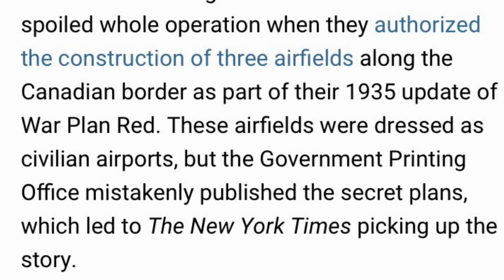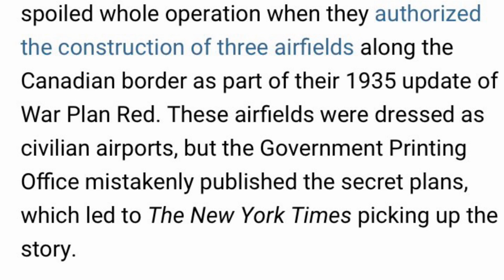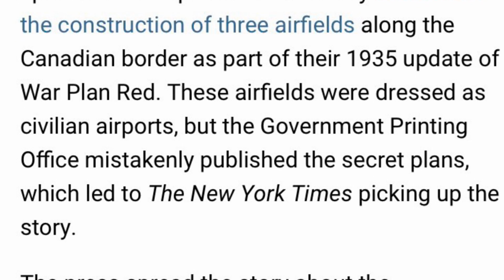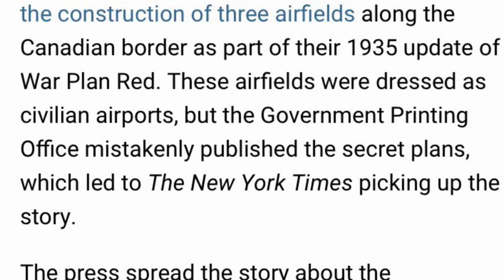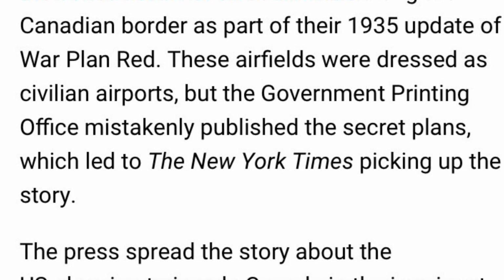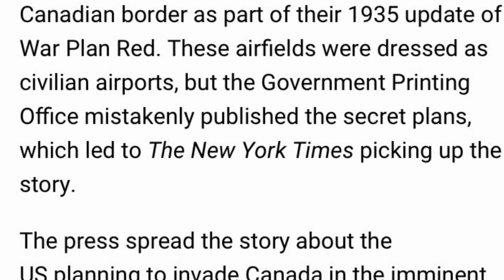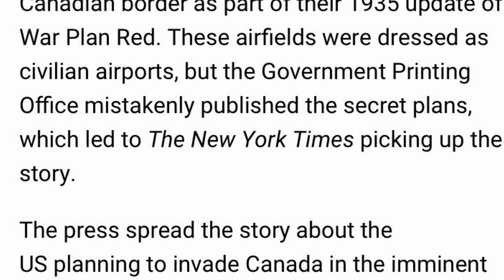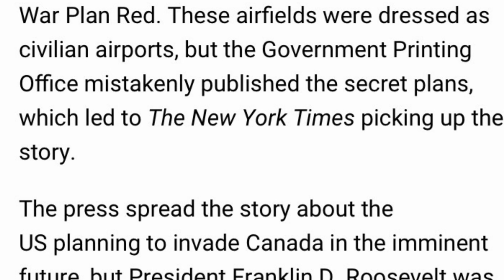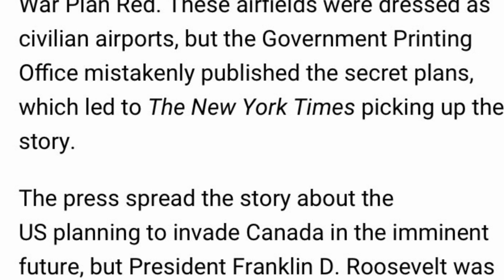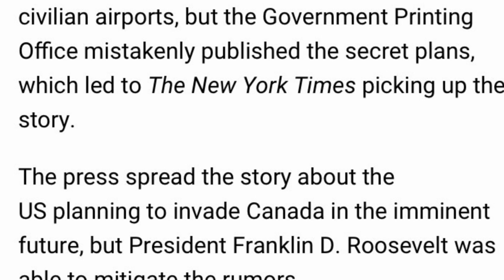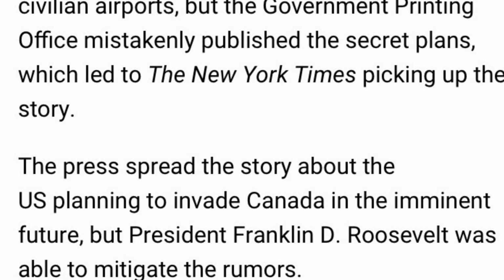The U.S. government almost spoiled the whole operation when they authorized the construction of 3 airfields along the Canadian border as part of their 1935 update of War Plan Red. These airfields were dressed as civilian airports, but the government printing office mistakenly published the secret plans, which led to the New York Times picking up the story. The press spread the story about the U.S. planning to invade Canada in the near future, but President Franklin D. Roosevelt was able to mitigate the rumors.